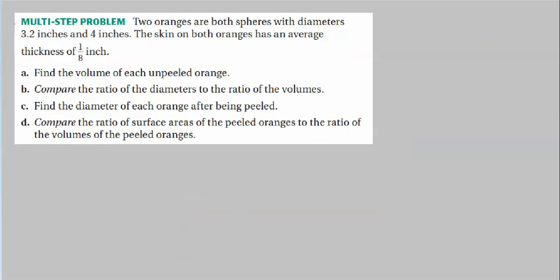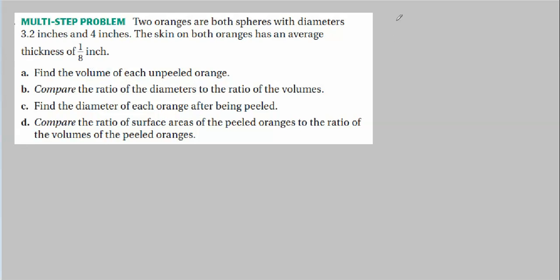Now this problem has several steps to it, and initially they ask us to find the volume of each unpeeled orange, and then compare the ratios, and then find the diameters, and etc., etc. I think there might be a different way to work this problem. The main thing about this is to get the ratios of the two volumes. That's, I think, the whole point of this problem. And we can do that without actually finding the two volumes.